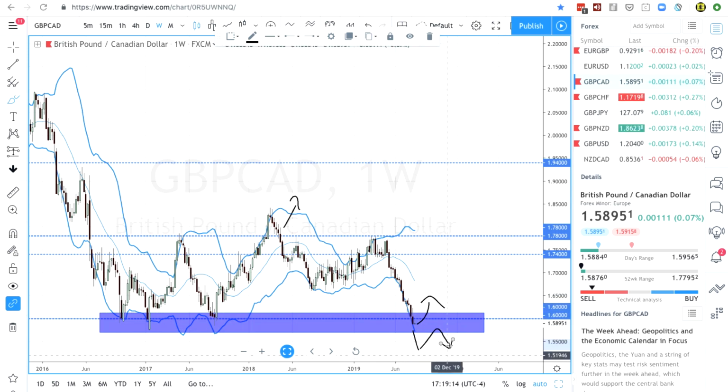Okay, and you can use the same technique, the same setup that you have on the lower time frame with the Bollinger Band.